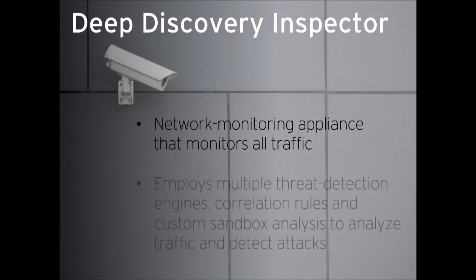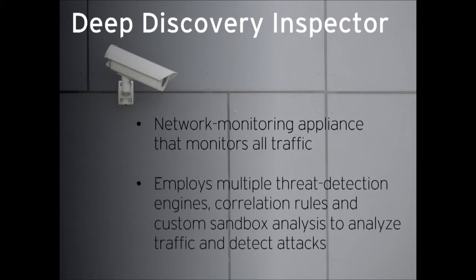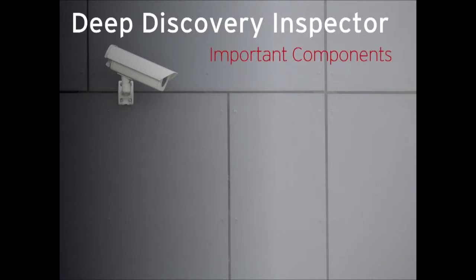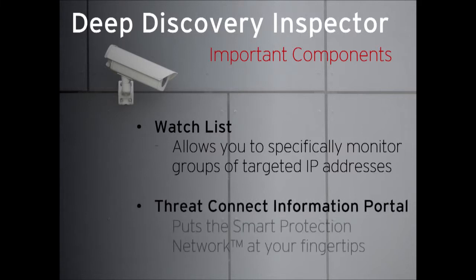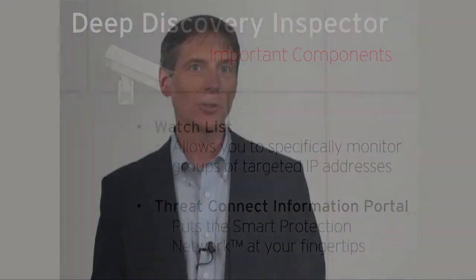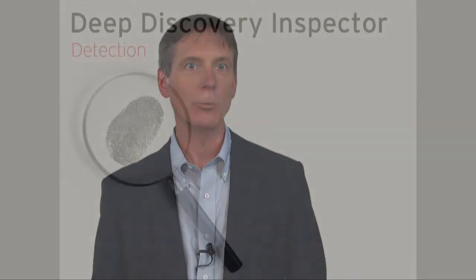Deep Discovery employs multiple threat detection engines, correlation rules, as well as custom sandbox analysis that we call the virtual analyzer in order to analyze the traffic and detect these attacks. Important components of the Deep Discovery Inspector include the watch list, which allows you to specifically monitor groups of targeted IP addresses, and the Threat Connect information portal, which puts all of the power and information of the Smart Protection Network at your fingertips in order to analyze the attack. Let's take a closer look now at how the detection within Deep Discovery works.